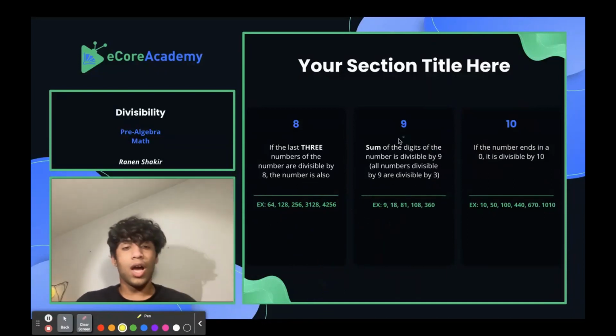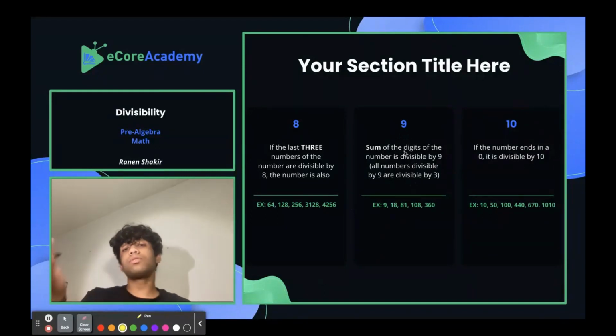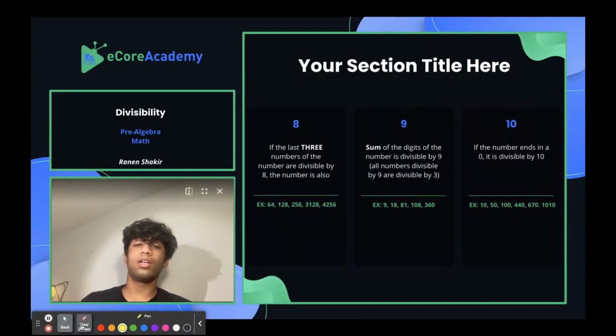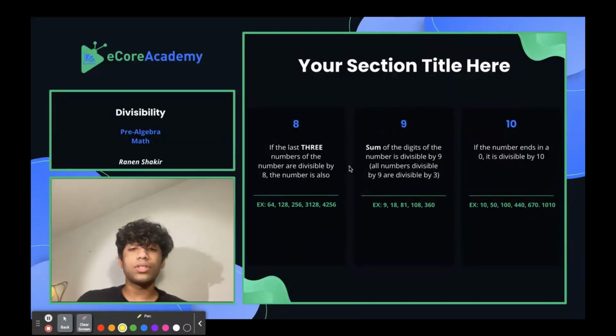Now for 9, the sum of the digits of the number is divisible by 9. So it's a similar rule to 3, I'm sorry, where the sum of the digits are divisible by the number that you're trying to figure out what it's divisible by. In this case, it's 9. And a little note here is that all numbers divisible by 9 are also divisible by 3, since 3 is already divisible by 9.